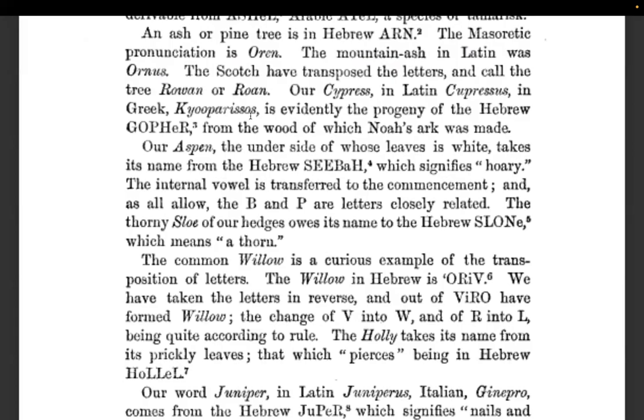Our cypress, in Latin cupressus, in Greek kuparissos, is evidently the progeny of the Hebrew gopher, the gimel pei resh. The Greek doesn't use the G sound, it made a K, which the Latin became a C. And that's the same character as the gimel, but turned backwards, right? It became the letter C for the Latin. But the gopher wood is the cypress, and that's the same wood of which Noah's ark was made.